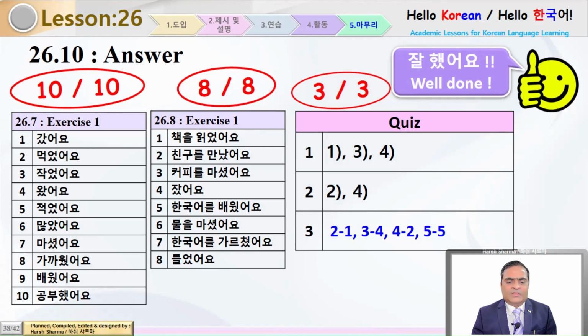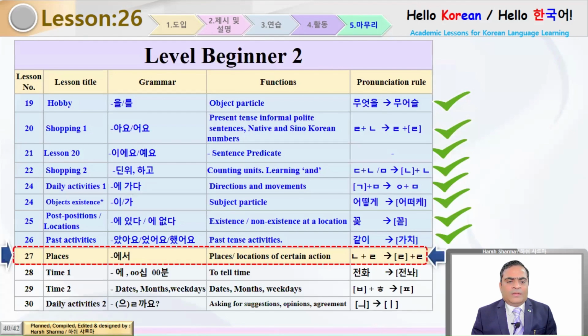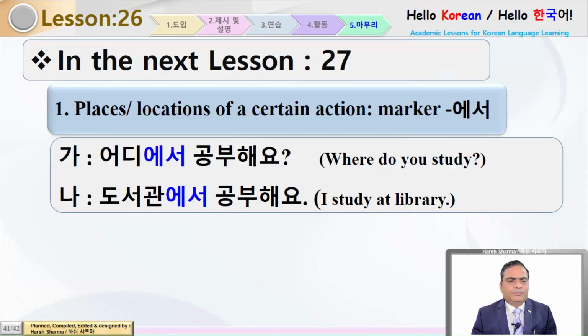Okay, after checking the answers, 여러분, 축하합니다. Lesson 26 is also completed. And in lesson 27, what are we going to do? We are going to learn a very important particle, that is 에서. It shows the place or location of a certain action. Where some action or activity is going on, we have to tell that place or location. See the example. 어디에서 공부해요? 도서관에서 공부해요. These kinds of sentences. 네.